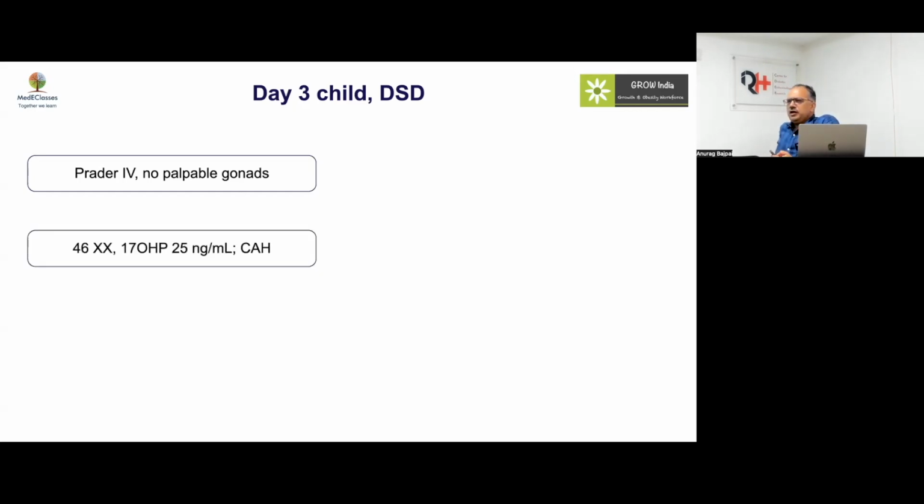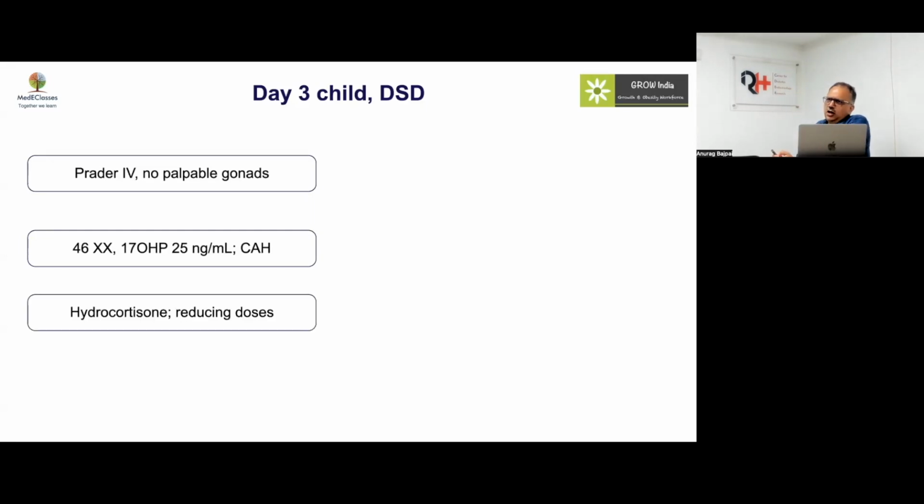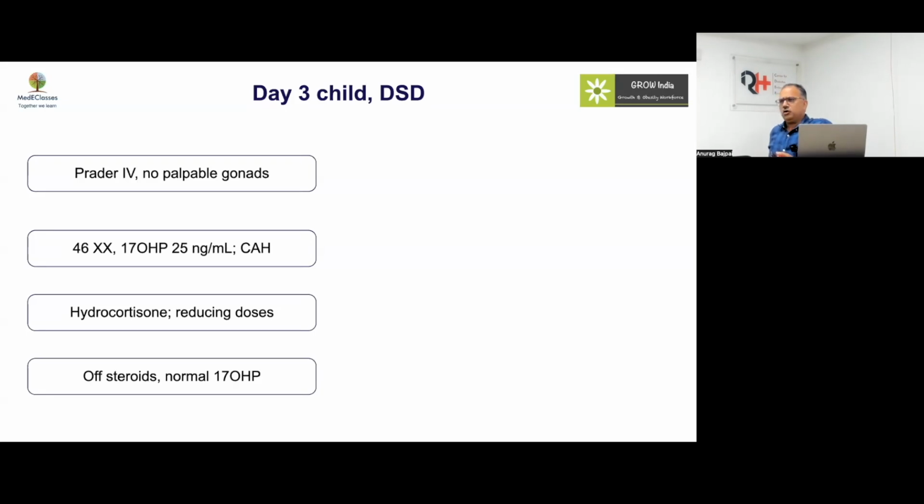Yeah, and it was XX, 17 OHP is 25, labeled as congenital adrenal hyperplasia. There is no salt wasting. And as usual, people will say that CAH is the most common cause of XX DSD, so hydrocortisone was started. But on follow-up, gradually the hydrocortisone requirement came down and the treating physician was able to stop the hydrocortisone. And despite that, the 17 OHP is normal. So beyond CAH, 21-hydroxylase, what are the other possibilities you will think of in this apparent individual with XX DSD?